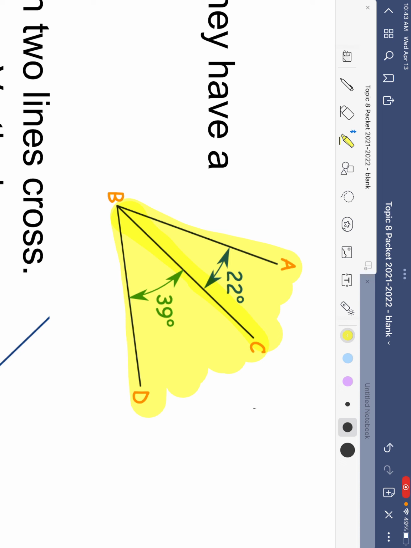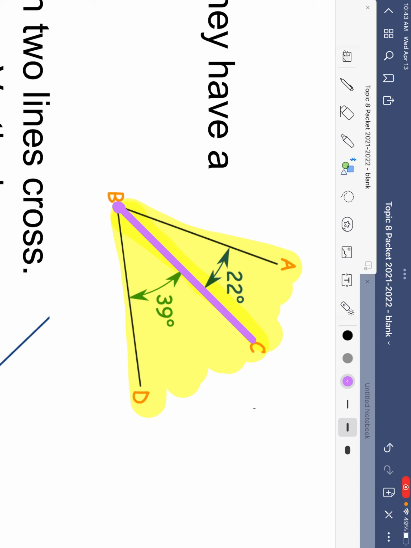And when I say they have a common vertex, the corner point, that is this point right here where the two angles meet. And they also have a common side, which is this line right there. So they have a common vertex or corner point and a common side. Now, let's talk about vertical angles.